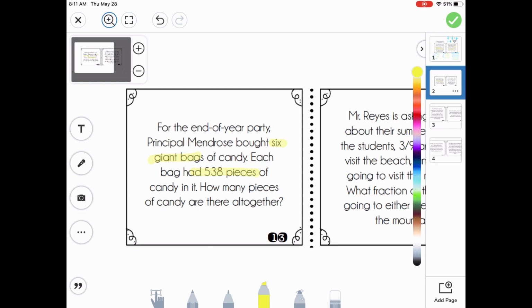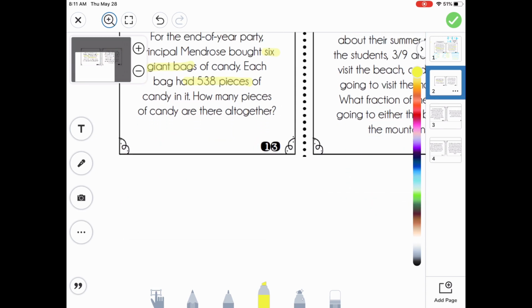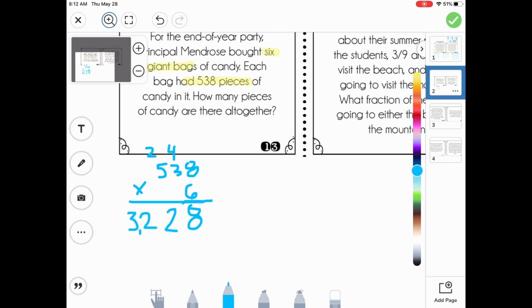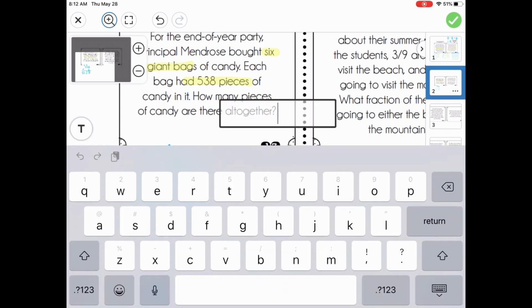So I'm just going to be multiplying to find my answer to this one. 538 times 6. I set up my multiplication problem. I always multiply starting in the bottom number in the ones place. And I multiply directly up. 6 times 8 is 48. 6 times 3 is 18. Plus 4 is 22. 6 times 5 is 30. Plus 2 is 32. So the principal bought 3,228 pieces of candy.